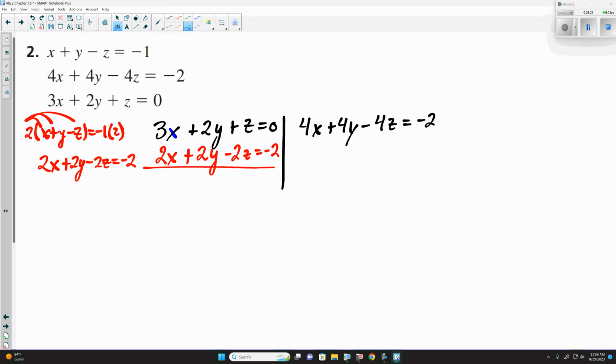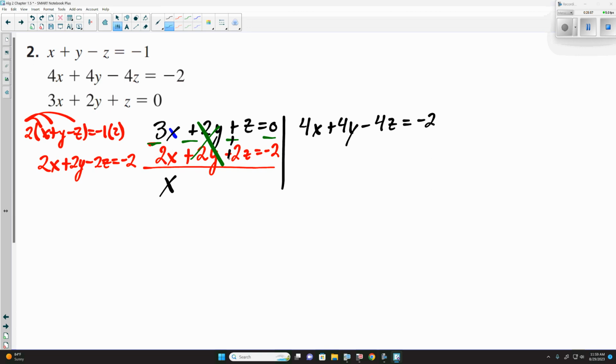Questions on how we got to this point? Now, will we add or subtract these two equations from each other? We would subtract, because we want the y's to cancel, so 2y minus 2y, 2 minus 2, would indeed be 0. They would cancel. Now we need to subtract all the rest. 3x minus 2x is going to be 1x. Our 2y minus 2y is 0, y is gone. And our last one, z minus negative 2z.